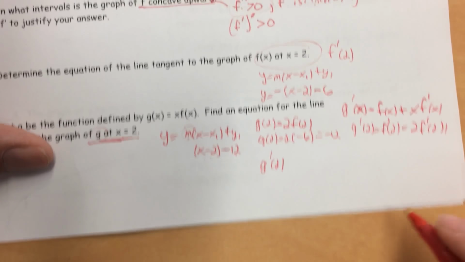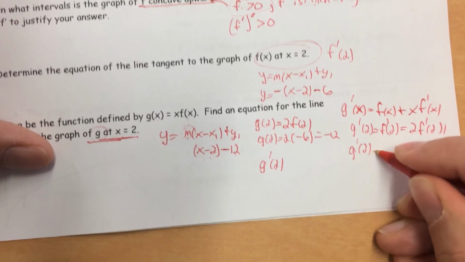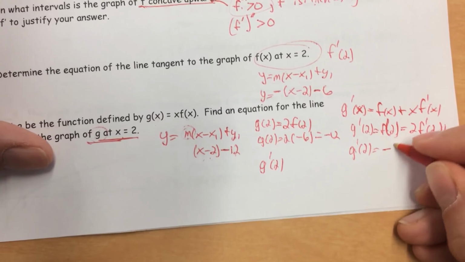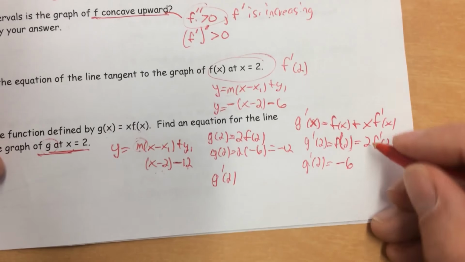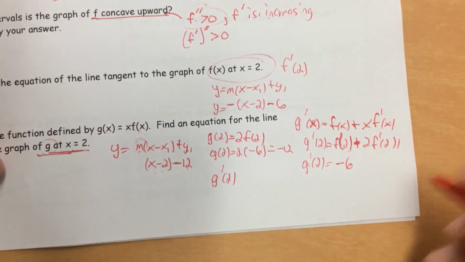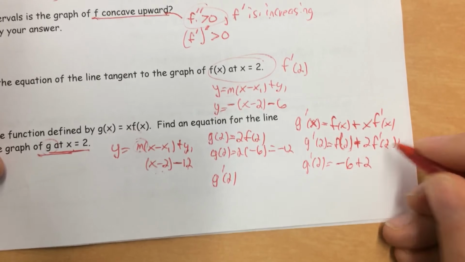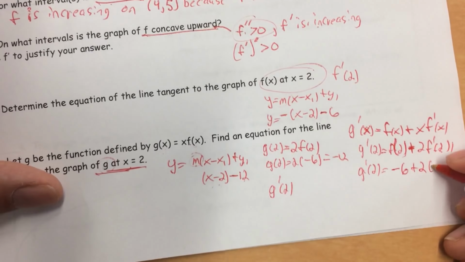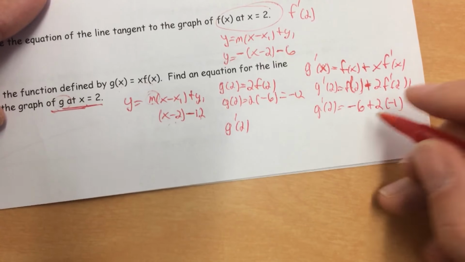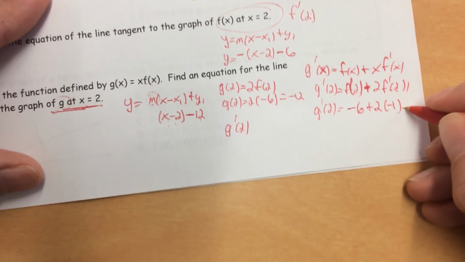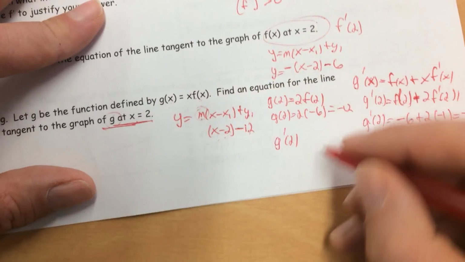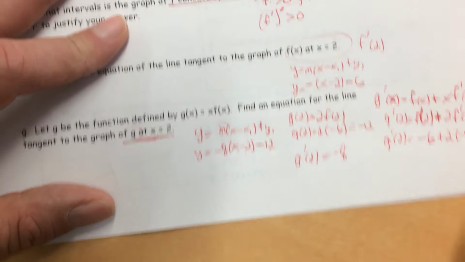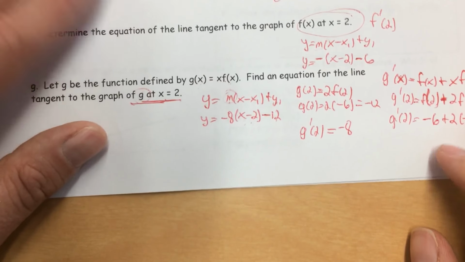Okay, again, f of 2 is negative 6. It tells us that in the paragraph. Plus 2 f prime of 2 is from the graph. f prime of 2 is negative 1. We need to be fluid with what these things mean. So negative 8. So g prime of 2 is negative 8. And so y equals negative 8 times x minus 2 minus 12.